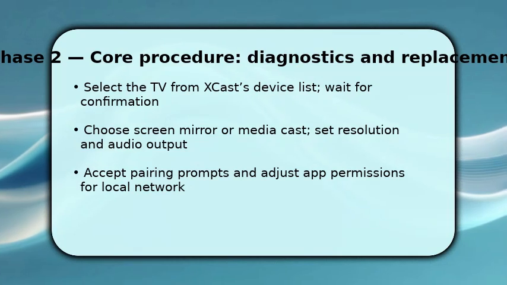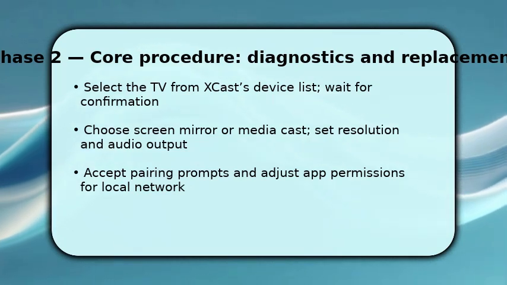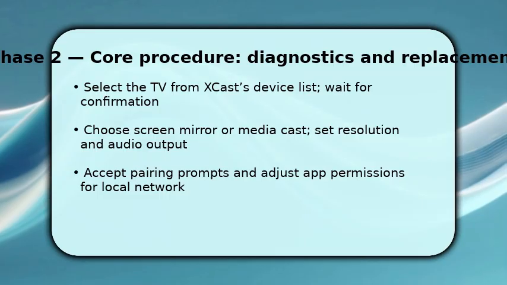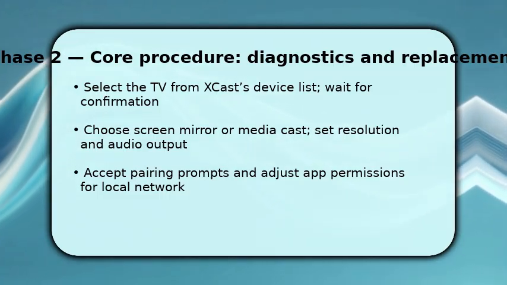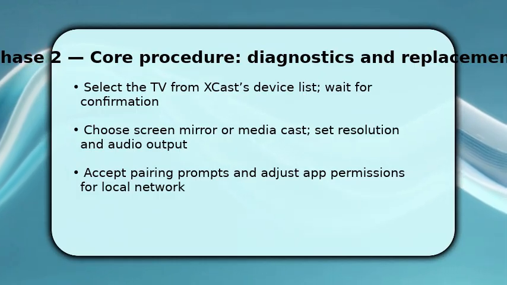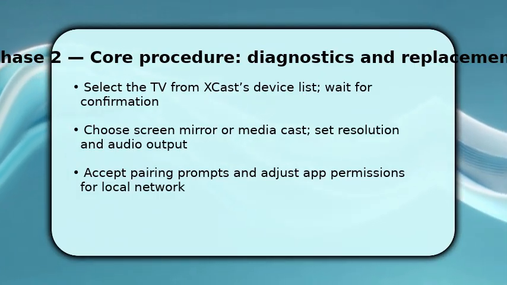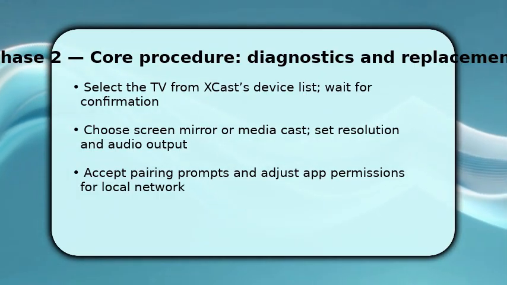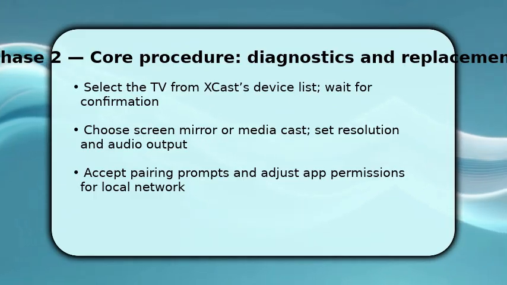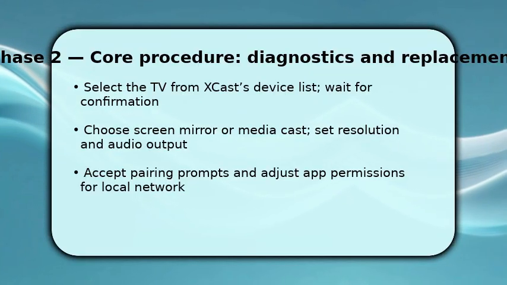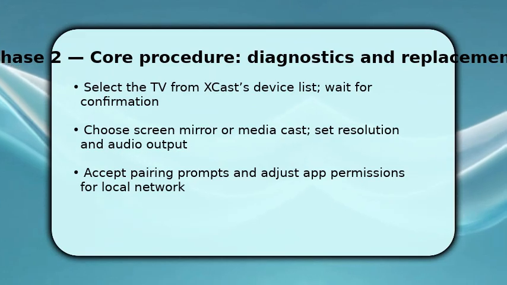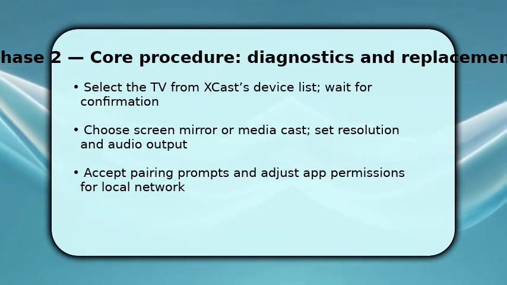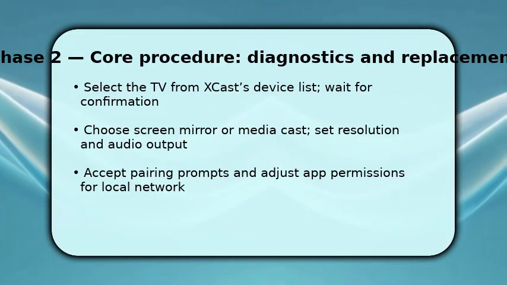You now connect and configure the stream. From Xcast on your phone, pick the TV shown in the device list, tap it, and wait for the confirmation tone or icon. Next, choose whether to mirror your screen or cast media, and select resolution and audio output to match the TV. Higher resolution uses more bandwidth. Once connected, grant any requested permissions for local network and media access so playback is smooth and the app can control volume and seek.